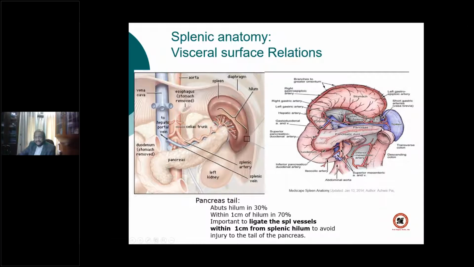So it will be within 1 centimeter of the hilum in 70%, and in 30% it is going into the hilum or abutting the hilum. It is important that you ligate the splenic vessels within 1 centimeter of the hilum to avoid injury to the tail of the pancreas. That means if you start ligating the vessels further out in this region, you're most likely to injure the tail of the pancreas, and injuring the tail of the pancreas can lead to post-operative pancreatitis. So remember, that is the applied importance of the pattern of abutment of the pancreas to the splenic hilum.